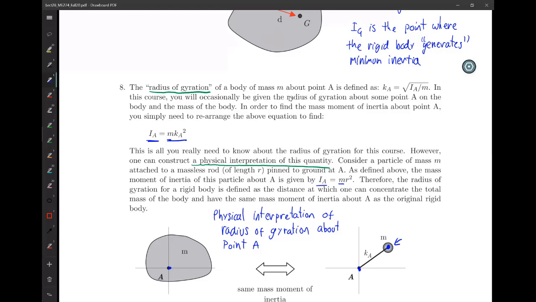But in most problems, what we're going to do is the opposite. We're going to give you a rigid body that looks funny, and we're going to give you the radius of gyration. So for you, in solving problems, you need to remember this formula, that the moment of inertia of that body is going to be K squared times m. And you need to be careful that if we say radius of gyration about G or about O, then you need to calculate your moments about that same point.